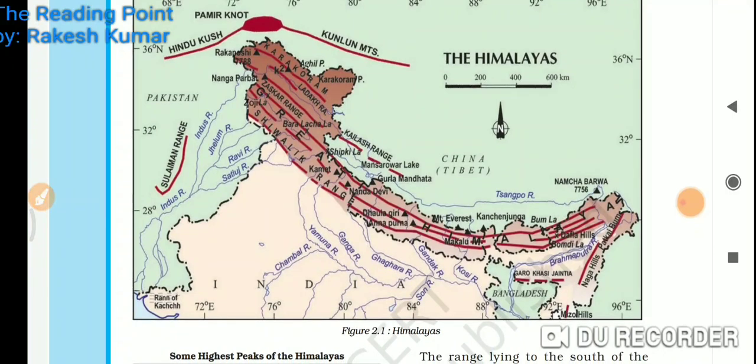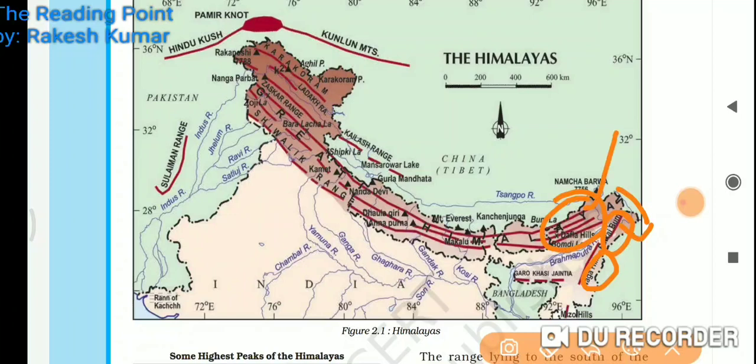region. Now the Purvanchal ranges. The Purvanchal ranges are found along the eastern boundary of India. They form a series of low hills. They have the Patkai and the Naga Hills in the north and the Mizo Hills in the south. The central part has the Garo, Khasi and Jaintia Hills.